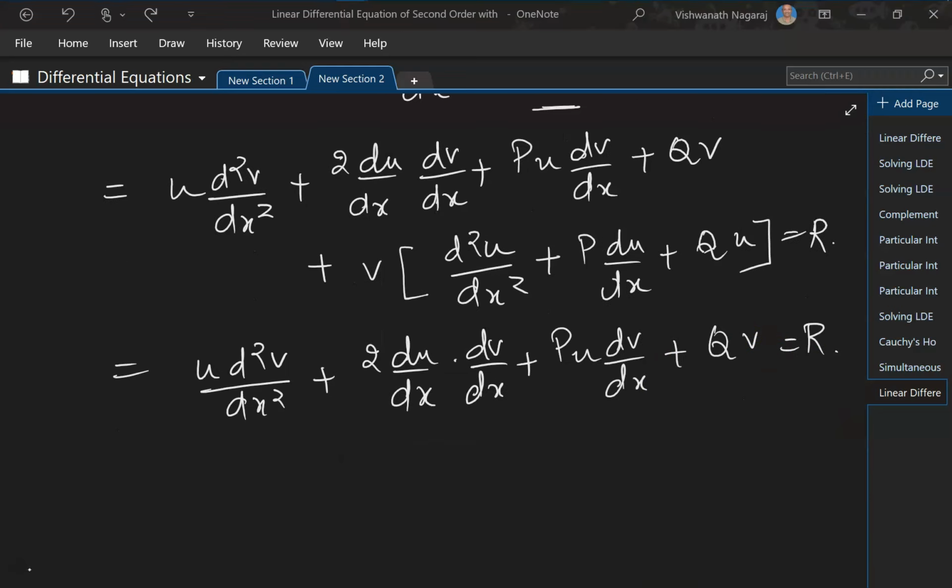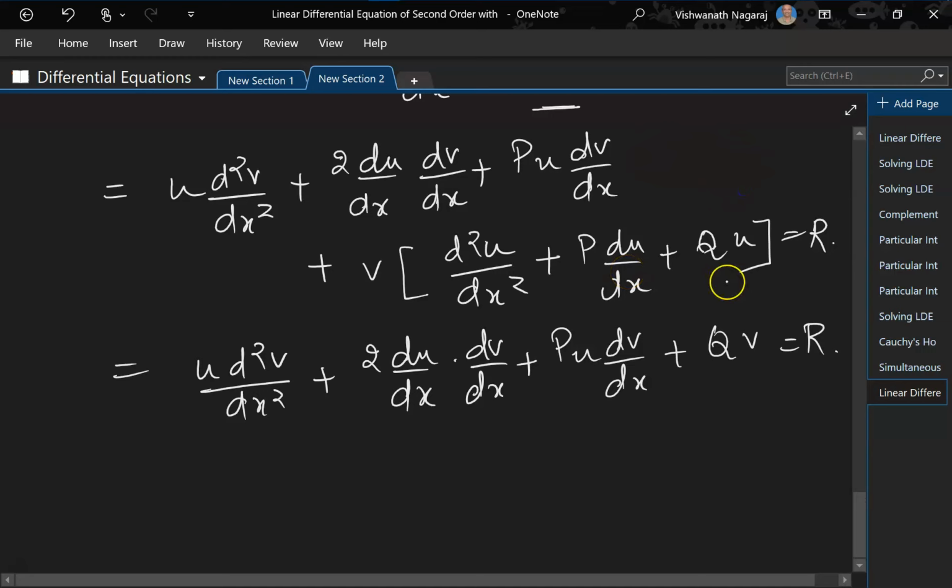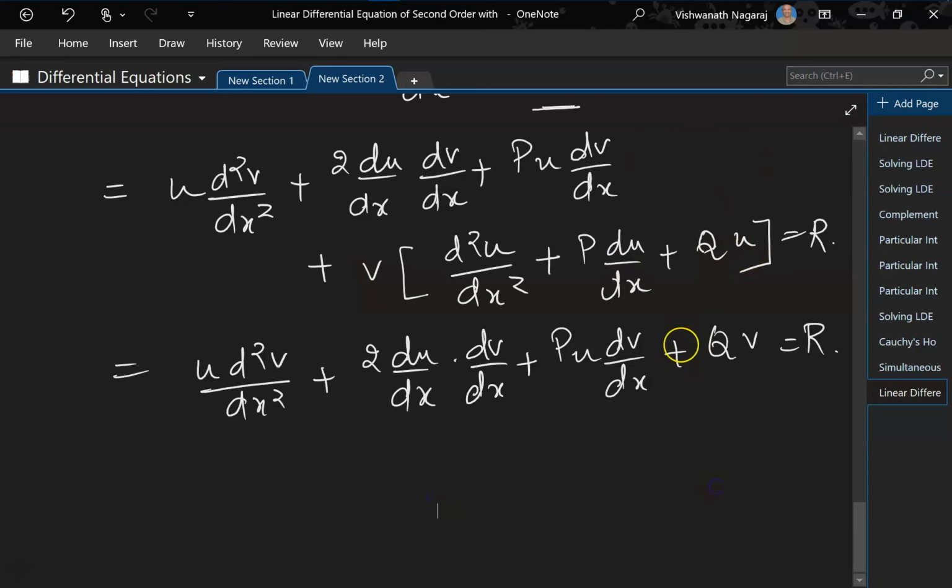Now if you notice that this qv is here also and here also, so actually qv goes into this, right? v is there here, quv, so we don't need that here, which means we don't need it here. So this is equal to r. By the way, this should be implies.